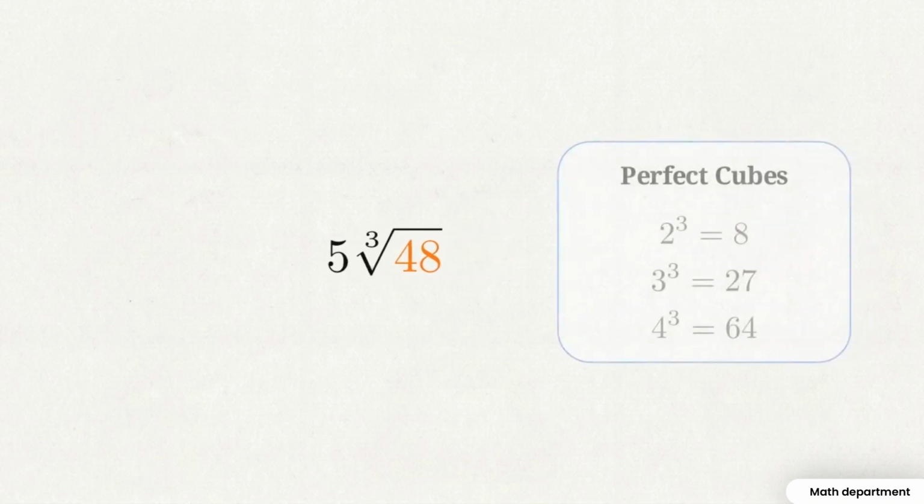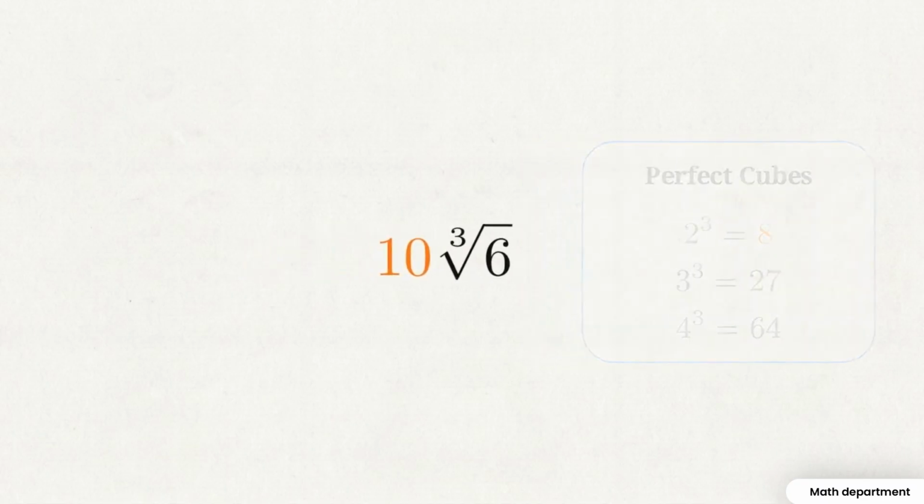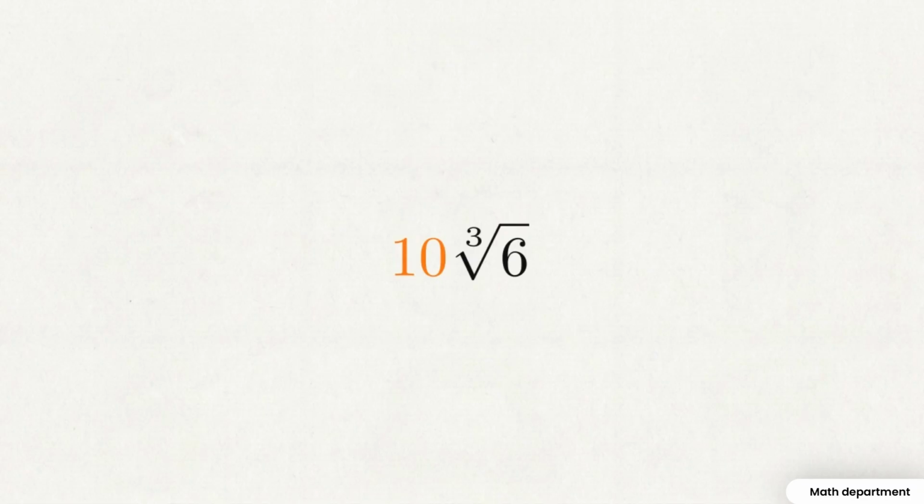Often, you will encounter large numbers trapped inside a root, like 5 times the cube root of 48. To simplify this, we need to factor 48 by hunting for perfect cubes. Keeping a mental list of perfect cubes, like 8, 27, and 64, makes this step much faster. Looking at 48, we can pull out an 8. So we rewrite the expression as the cube root of 8 times 6. The cube root of 8 is 2. That 2 escapes the radical and multiplies with the 5 already waiting outside, giving us a simplified answer of 10 times the cube root of 6.